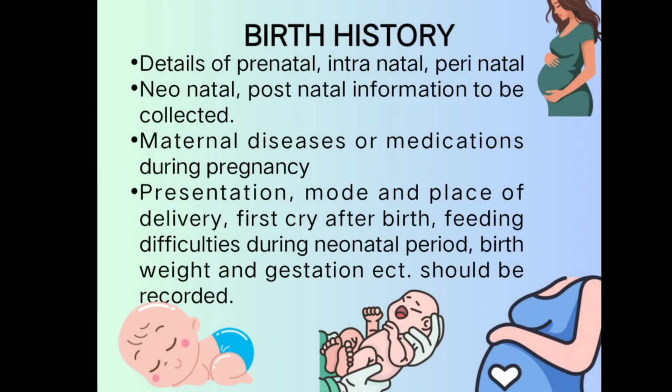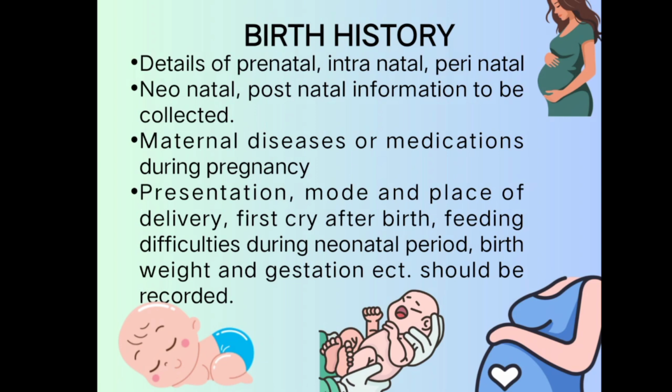Next is birth history. Birth history contains the details of prenatal, intranatal, perinatal, neonatal and postnatal information to be collected. Maternal disease or medications during pregnancy should be collected. Presentation, that is mode and place of delivery, first cry after birth, feeding difficulties during the neonatal period, birth weight and gestational age should be recorded.